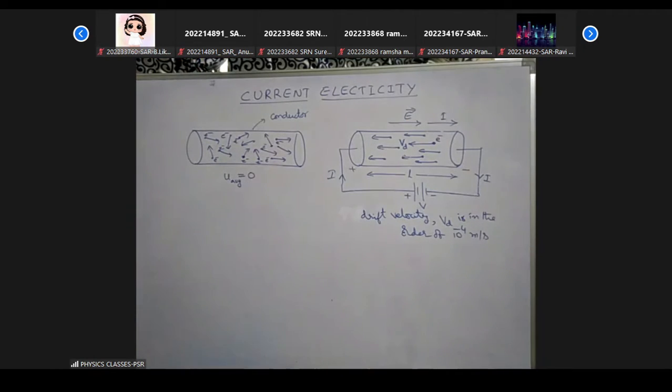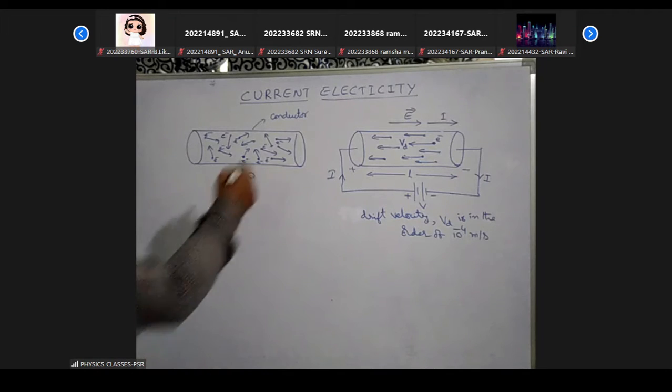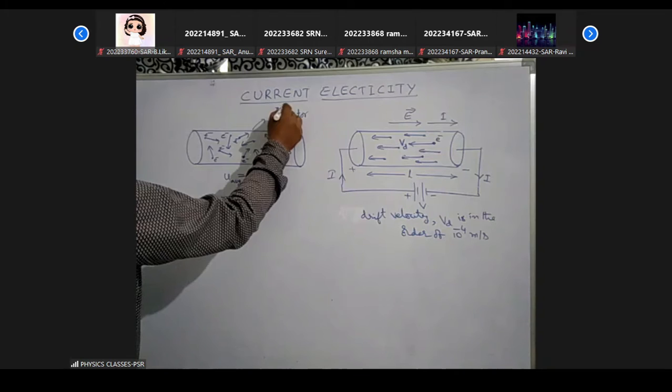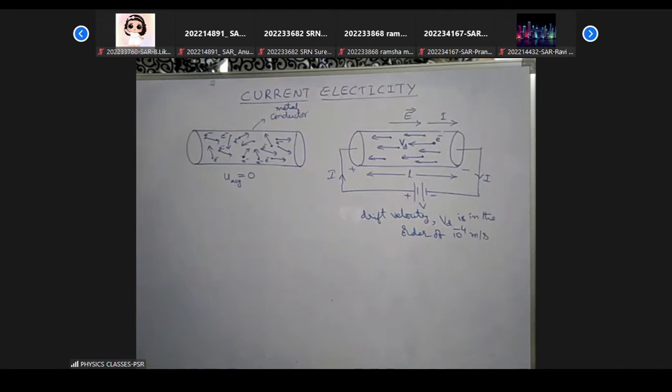Okay, draw these two diagrams. This is a conductor, means metal conductor. In general, we use metal conductors, metals.